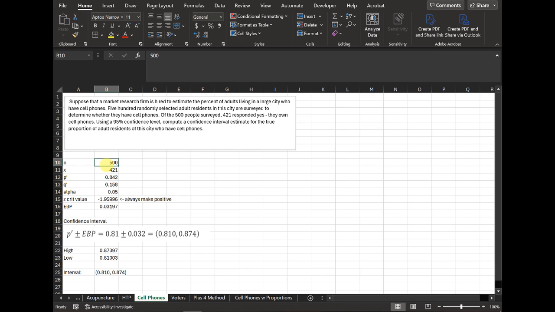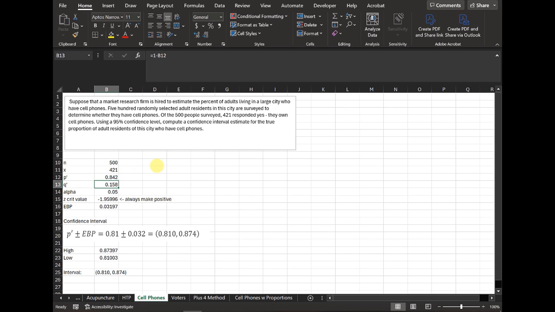So the information that you need in this case is going to be a little different than what we had in the previous tabs. Notice how I've organized everything. My N in this case is the number of people surveyed, and now I have this new variable X. X is the number of people who respond to that survey in a certain way. In this case, 421 responded yes. So these are the numbers that are going to make my proportion. And that first part of that proportion is going to be this P prime. Notice how I calculate this: I take my 421 over my 500. So that is the proportion that said yes.